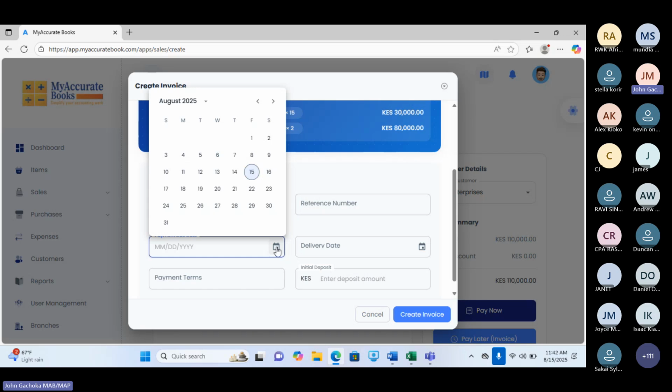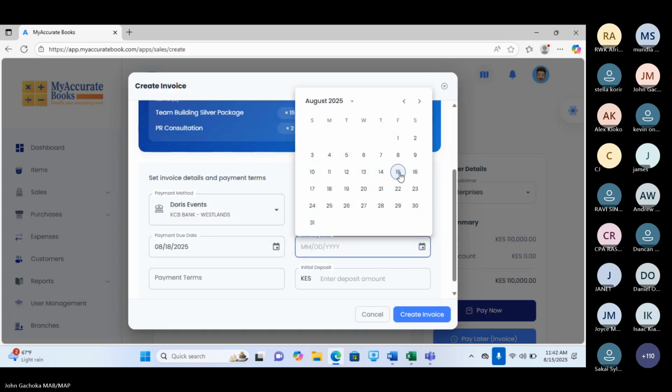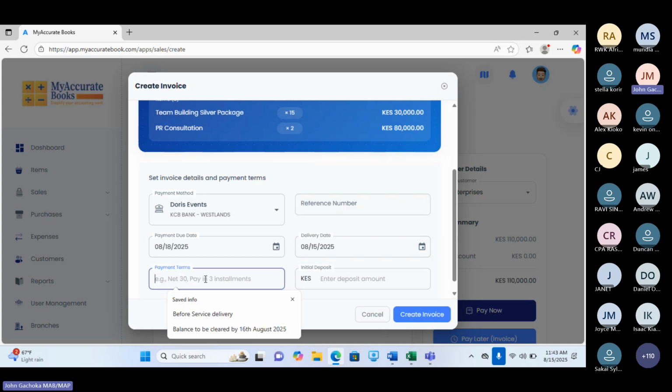If maybe you are doing the event today and tomorrow, you will say payment, maybe they pay later. You say payment is due by Monday, but service delivery starts today. The payment start, maybe they do a deposit of 30,000. Pay the rest on the 18th August 2025. So the initial deposit is 30,000.